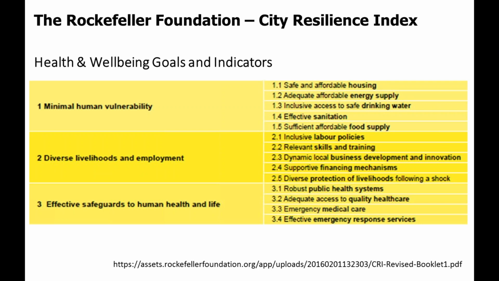And the last goal under health and well-being is effective safeguards to human health and life. Here we talk about robust public health systems, adequate access to quality health care, emergency medical care, and effective emergency response services.